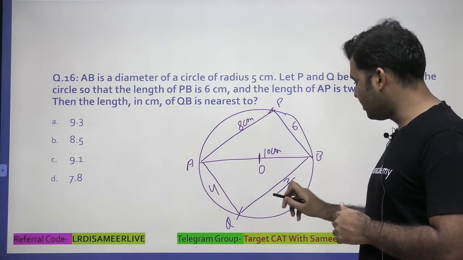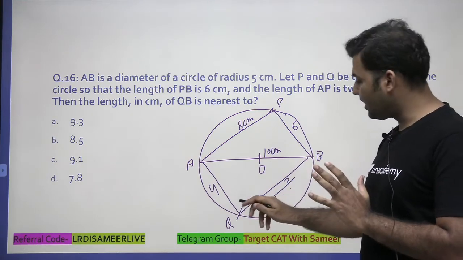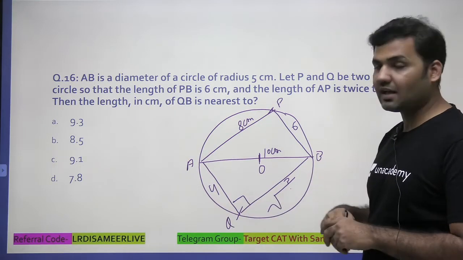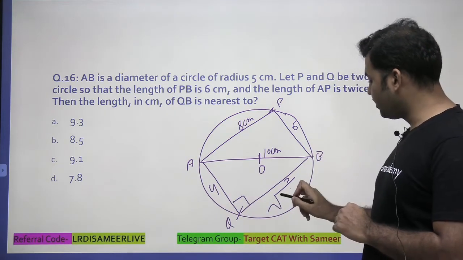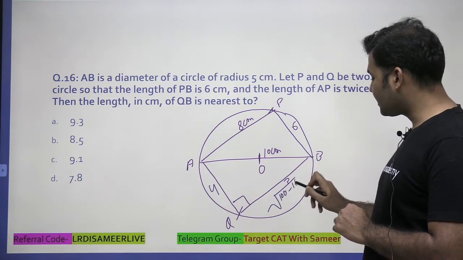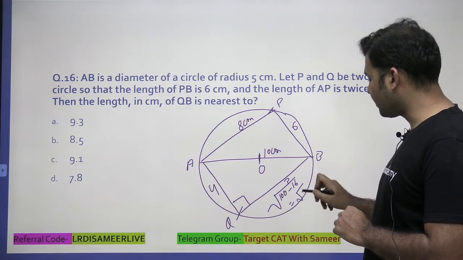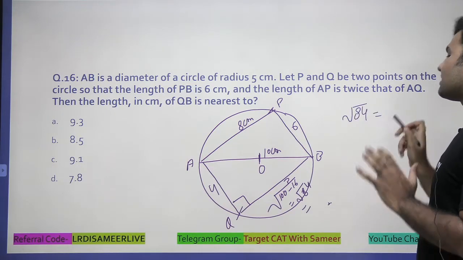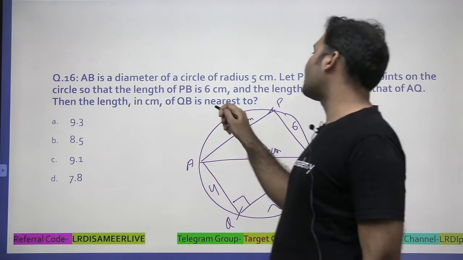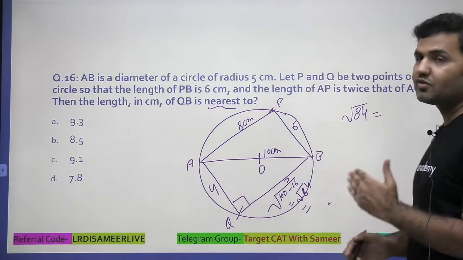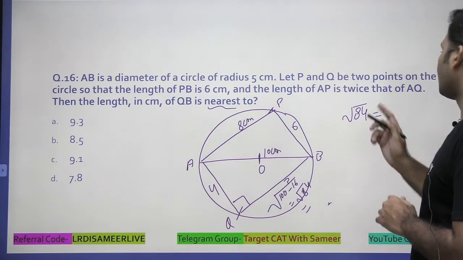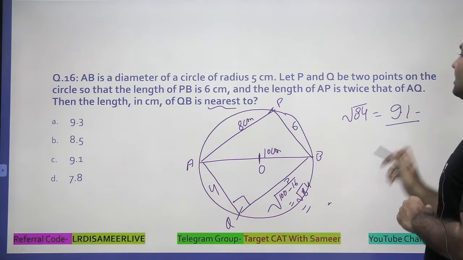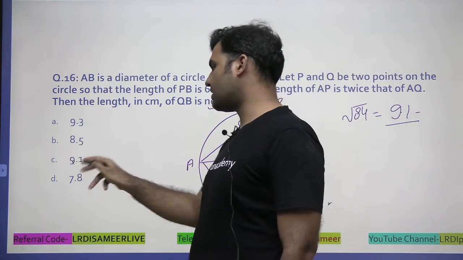So, can I say QB, using Pythagoras theorem, because this angle is 90 degrees, the length of QB would be 100 minus 16, that means root of 84. Now what is root 84? That is what you are supposed to answer. That's it, and your question is done. Because we are not supposed to find the exact answer, we are supposed to find its nearest value. Root of 84, it's 9.1 something. So the answer is option C, that's it.